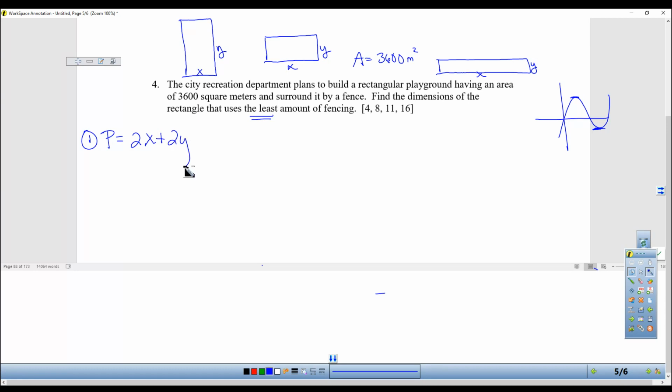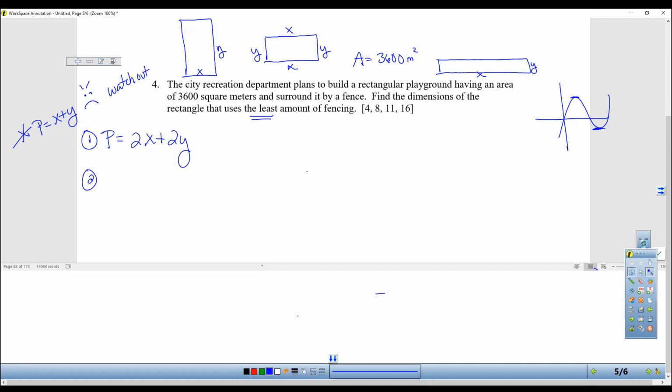Despite the fact that we are in calculus, number one biggest mistake is that P is equal to x plus y. No. Perimeter is both the lengths and both the widths. So 2x plus 2y. Watch out for that.